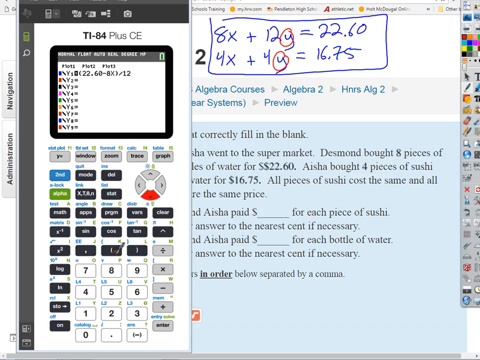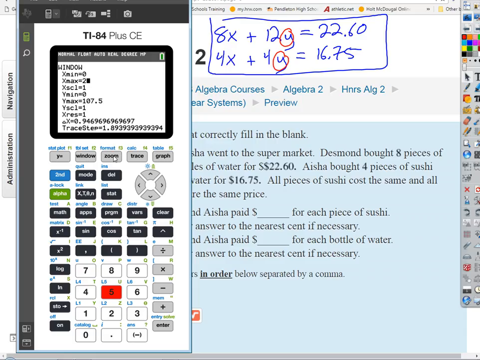Okay. Next equation, to isolate y here. We open up a set of parentheses. We've got 16.75 already on the right side. We'll subtract 4x away to that side, close the quantity, and divide the whole thing by the coefficient of y, which is 4. And now we just got to find where they cross. So let's go 0 to, I don't know, let's just try 25 maybe. And then we'll go zoom 0, so it'll fix the y's for us.